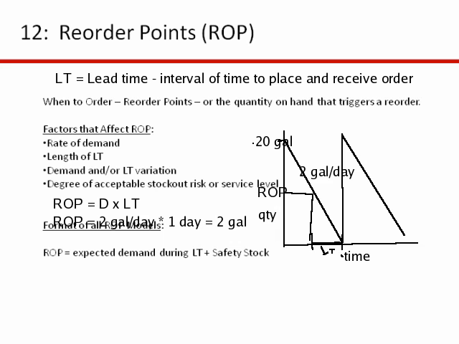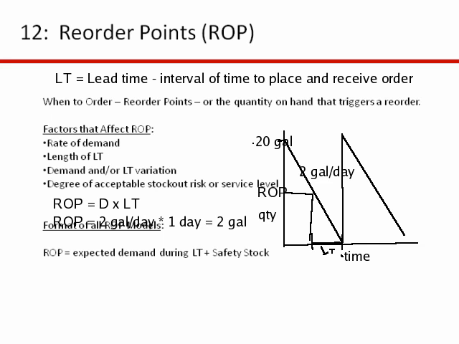So that's what the reorder point is. So what affects it? Rate of demand. You can see the higher the demand rate is, the greater your reorder point will be. The same with the length of the lead time. The greater the length of your lead time, the bigger your reorder point is going to be. If you have demand and/or lead time variation, you're going to have a higher reorder point to compensate for that.